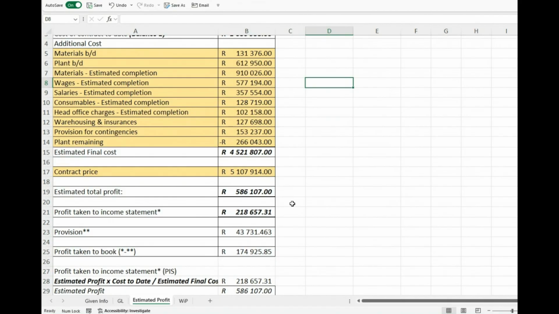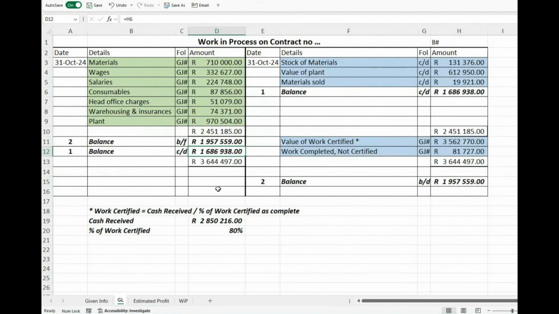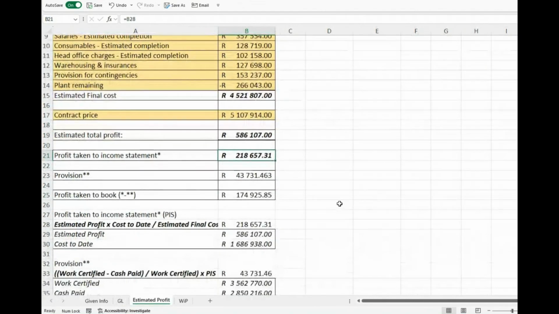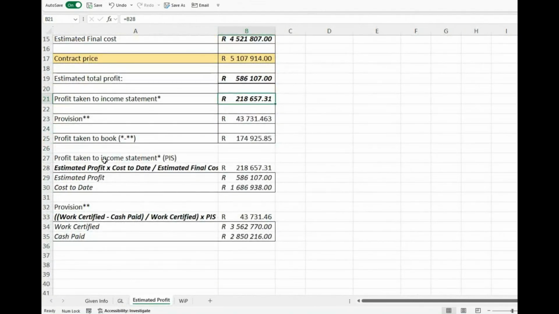But what we also need to know is that part of this profit that we are expecting was already taken into the income statement. Okay, let me show you how to do that now. So here we say, what is the profit that's taken into the income statement?